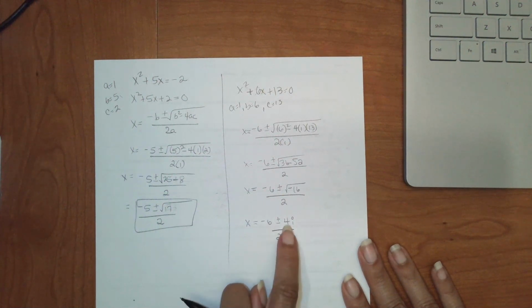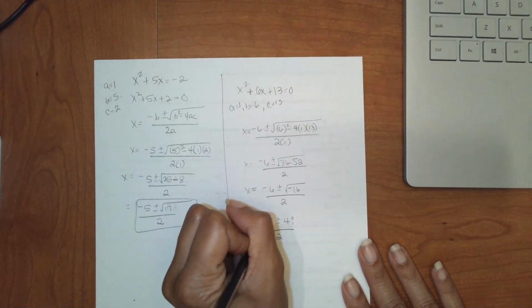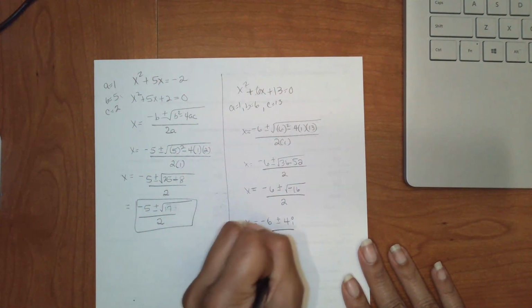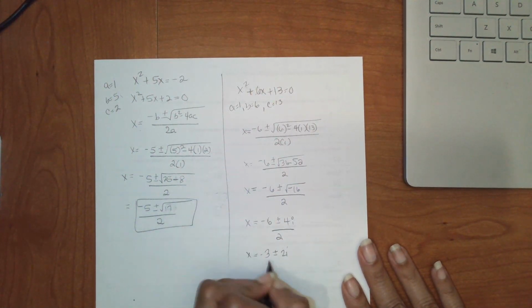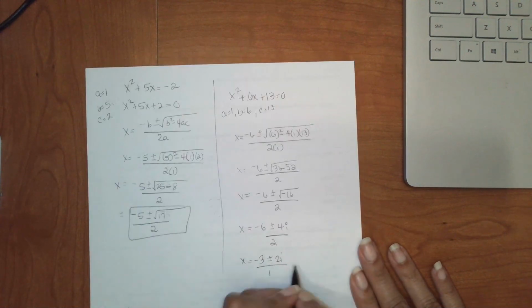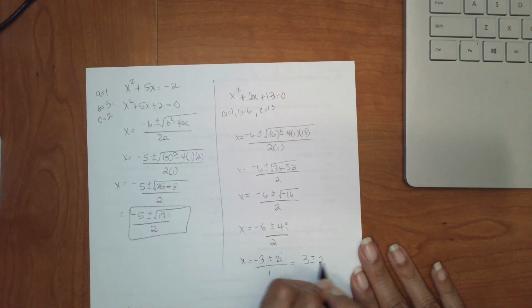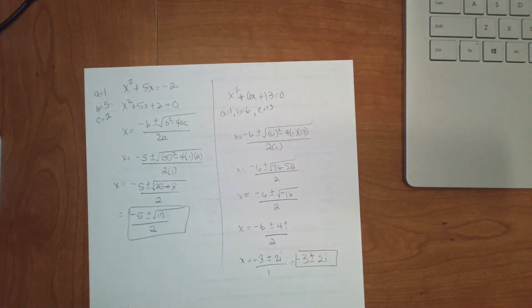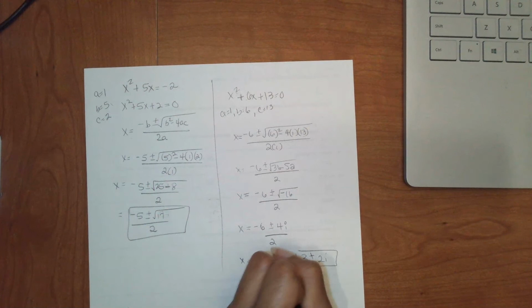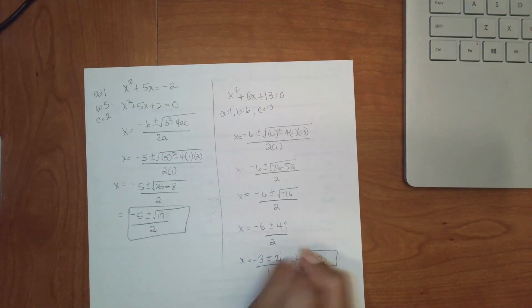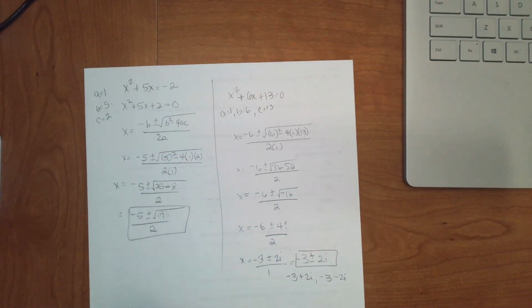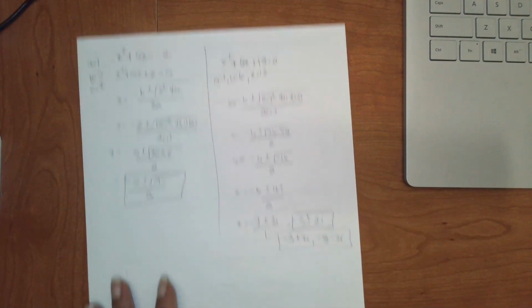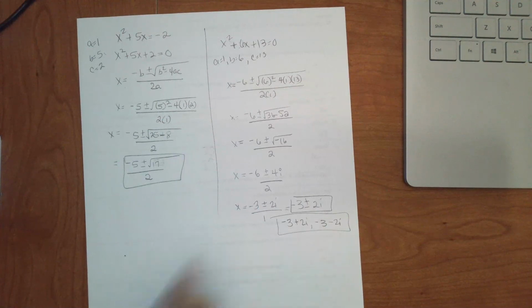So we're looking at 6, 4, and 2. Well, they all have a common factor of a what? Of a 2. So when you factor or divide out that 2 from everyone, this is what you get. You get negative 3 plus or minus 2i, which is what? Negative 3 plus 2i, negative 3 minus 2i. Remember, you can have the plus or minus, or you can separate it.